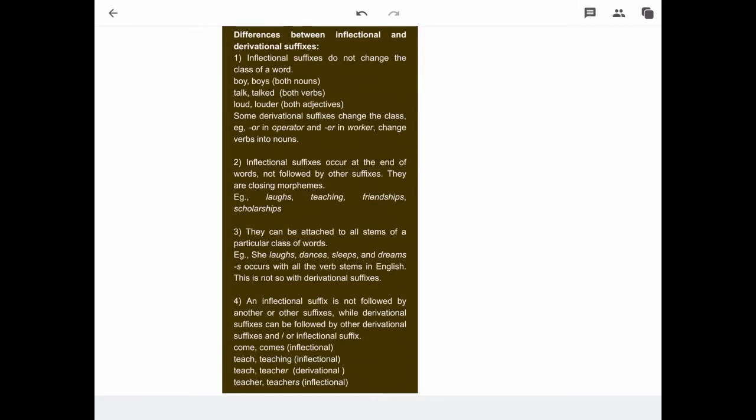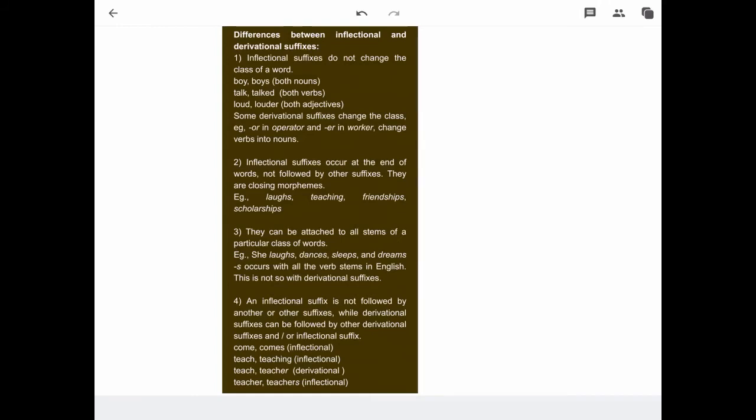Some derivational suffixes change the class. For example, if you add or to the stem word operate, it will become operator. So it will change the word from verb to noun. And er, when it's added to work, it becomes worker. So again, this is changing verbs into nouns, as in the case of teach, teacher.